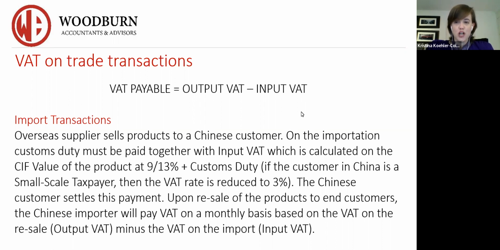When you are importing into China, you've got to understand that customs duty must be paid together with the input VAT. So the buyer of goods in China that is importing, the consignee of the goods, the importer of record, has to pay customs duty and input VAT, which is normally calculated on the CIF value of the product, to be able to release the goods into the market. So it's the Chinese buyer in China who is going to settle those amounts, and then it's a negotiation how you work out the fees related to that.